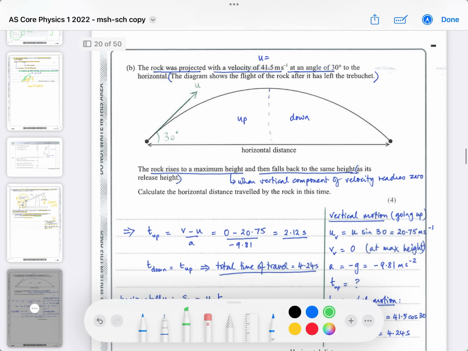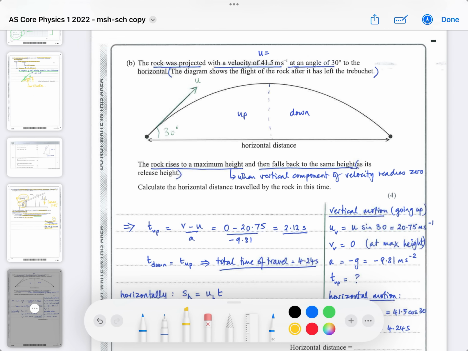Here then, once you get the projectile motion set up, you need to answer a projectiles type question. The rock was projected with a velocity of 41.5 meters per second. That's the initial velocity, which I've drawn as this green arrow, at an angle of 30 degrees to the horizontal. The diagram shows the flight of the rock after it has left the trebuchet. The rock rises to a maximum height. So the maximum height obviously is there.